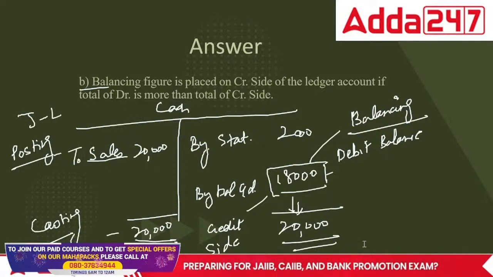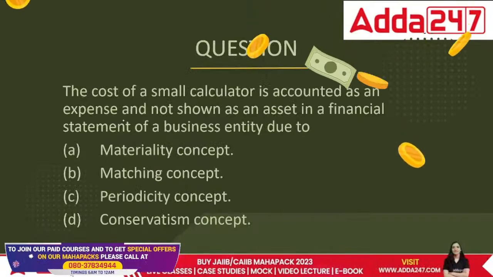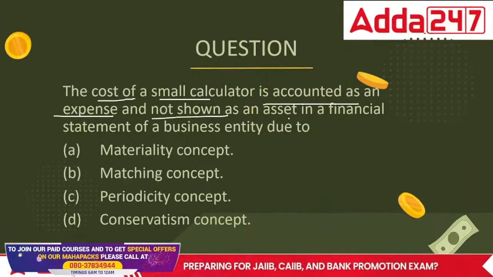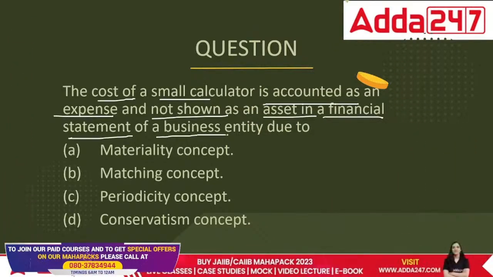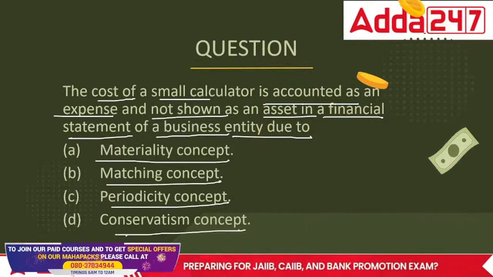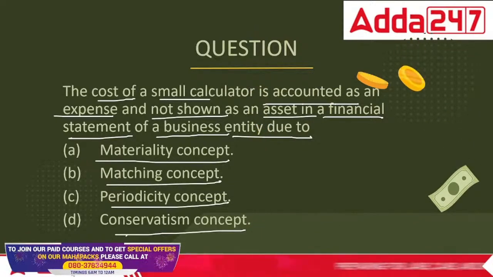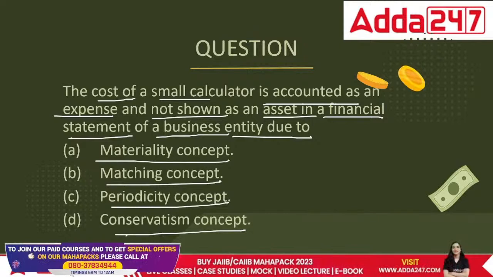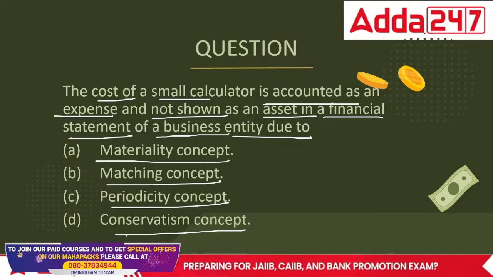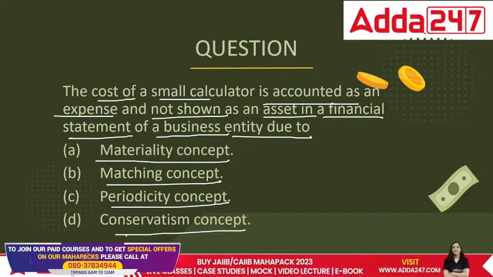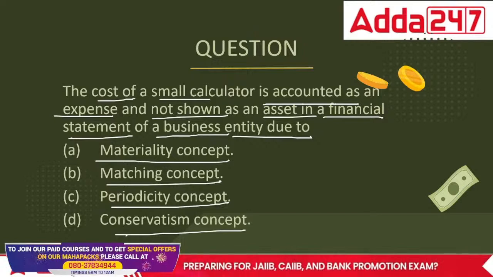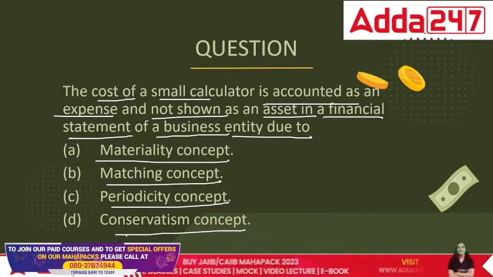Done. Now let's look at the next question. The cost of a small calculator is accounted as an expense, not shown as an asset in the financial statements of the business entity, due to materiality concept, matching concept, periodicity, or conservatism. The cost of a small calculator is accounted as an expense and not shown in the financial statements. It's a very small expense. Maybe if it is a company which is working in crores, this amount would be what?